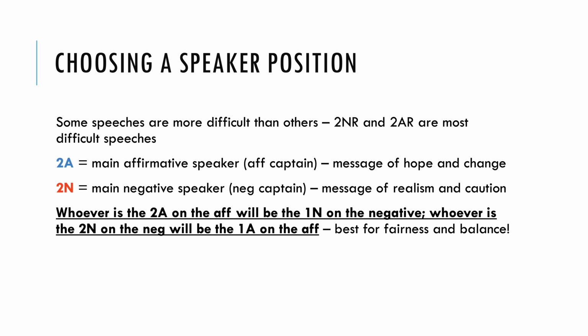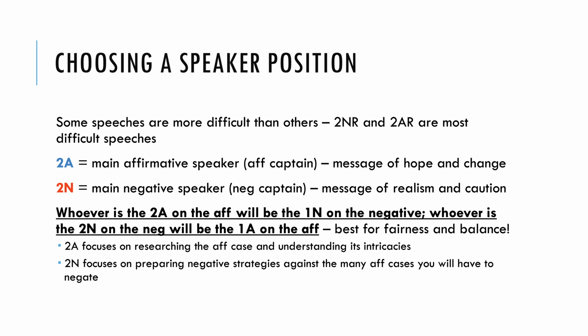That's the important thing to understand. So the 2A focuses on researching the affirmative case, understanding its intricacies, and the 2N is focused on preparing negative strategies against the many affirmative cases you will have to negate.